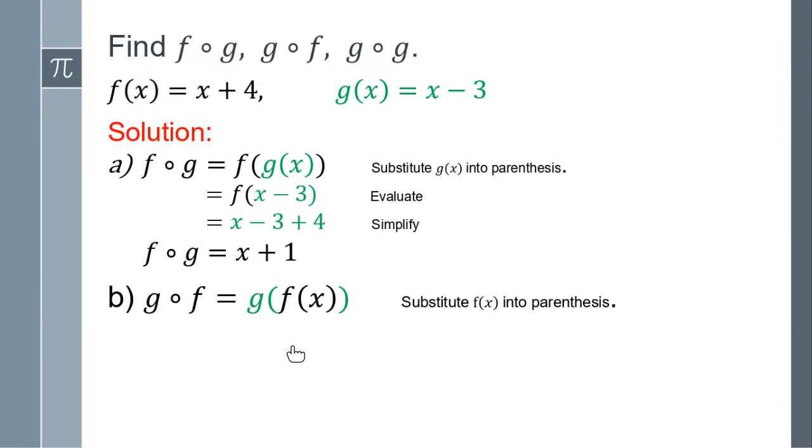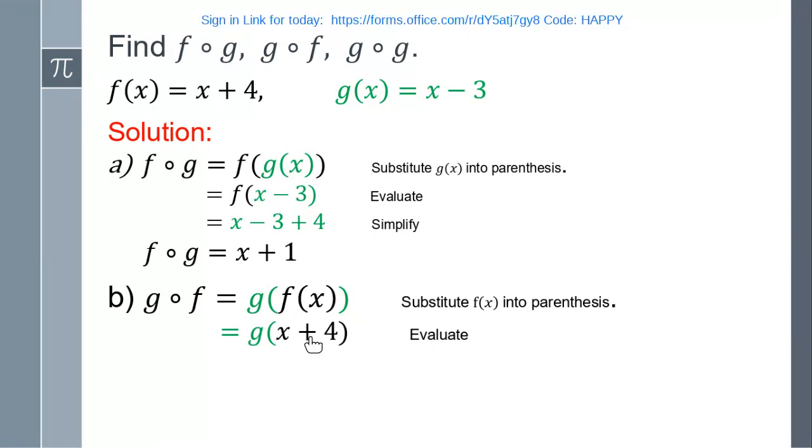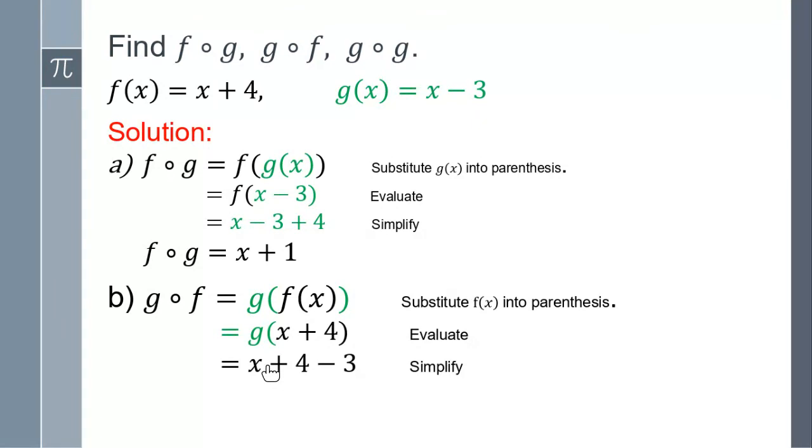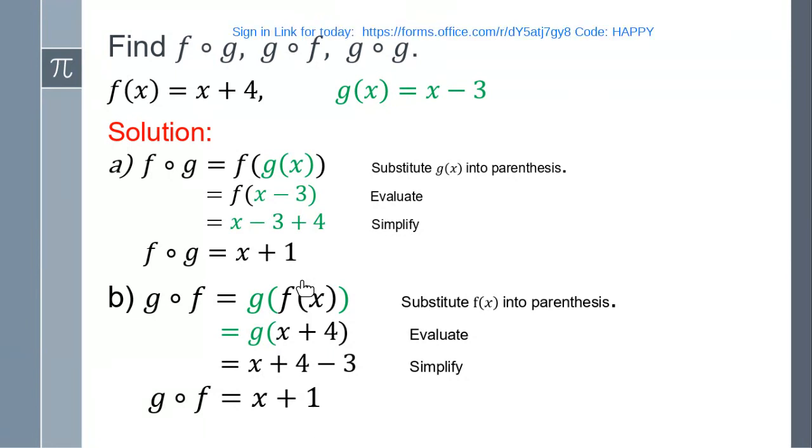Okay, so let's look at b. What if we reverse it? So now notice that the second function is f, so that's what's going to be in the parentheses. So we're going to have g of f of x. f of x is x plus 4, so we plug it in. And then anywhere you see an x in the function g, we're going to replace it with x plus 4. And so here we would get x plus 4 minus 3, which is going to give us x plus 1. Now notice that they both gave us the same answer, and that is just a coincidence. It doesn't always happen that you get the same answer there.